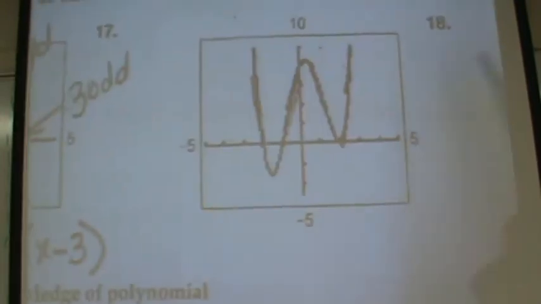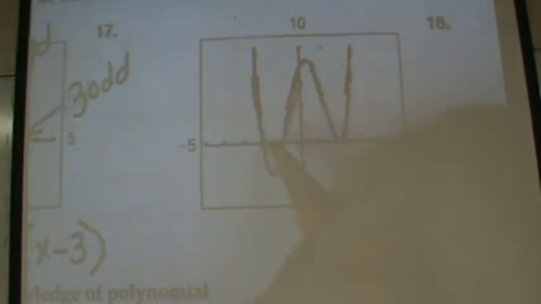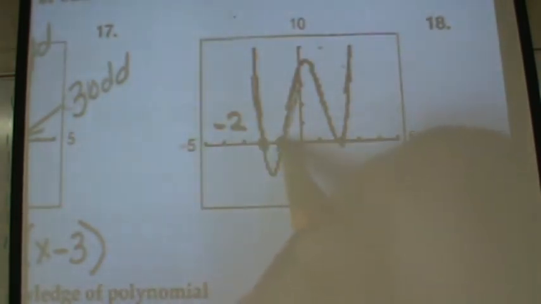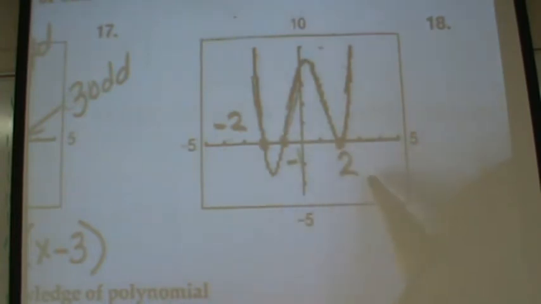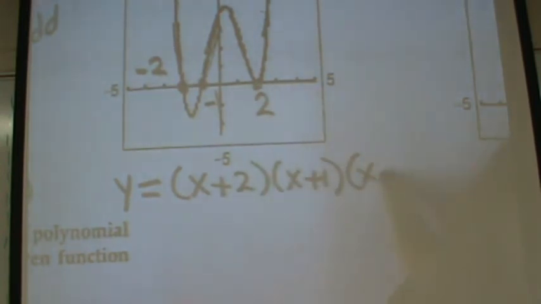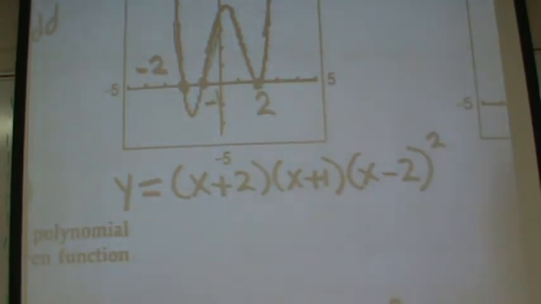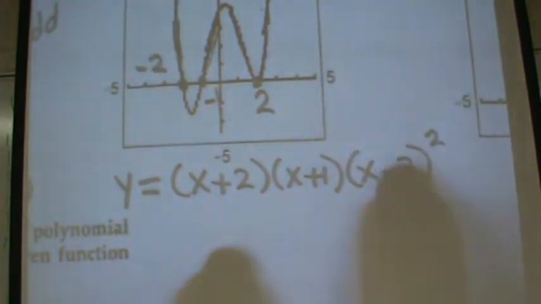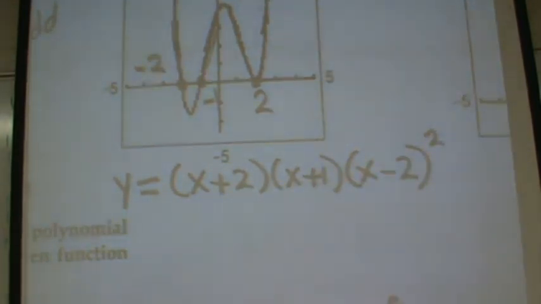Okay, number 17. Can you tell me what your zeros are? -2, odd or even? Odd. How about this next one? -1, odd or even? Odd. And how about this one? Odd or even? Even. So how will you write this in factored form? Y equals X plus 2, X plus 1, and X what? Squared. Why am I squaring that? Because it's touching and I need my degree to be 4. 2, 3, 4. It's the only way you're going to get that.